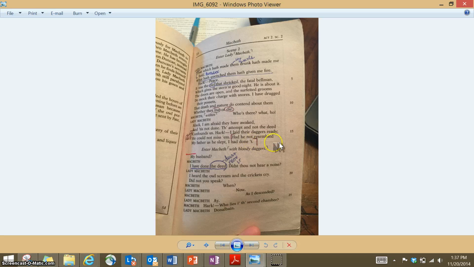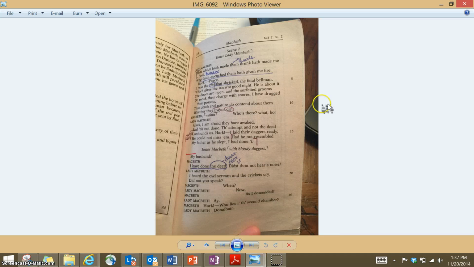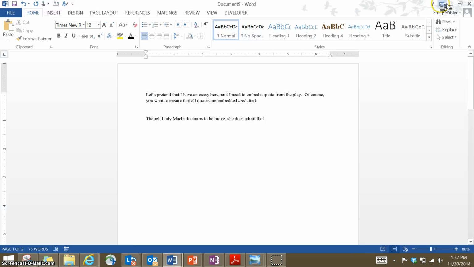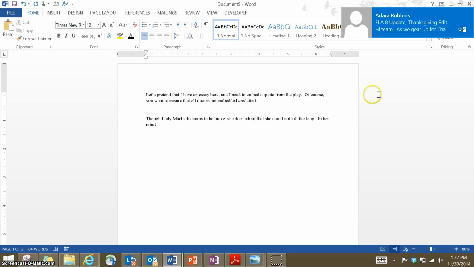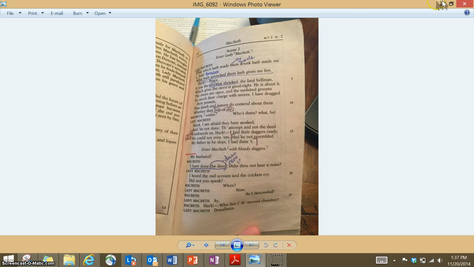The first thing I want to make sure I do is put that inside of my own sentence. So I'm going to say something like, though Lady Macbeth claims to be brave, she does admit that she could not kill the king. In her mind, and here I'm going to enter the quote, "Had he not resembled my father as he slept, I had done it."